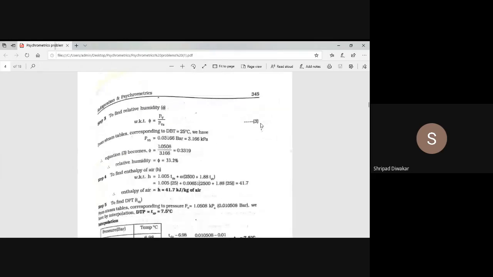Once again, go to your steam table. You follow the pressure based table, 1.05. I think you will not get it exactly, so you take an approximate value, that is 1.05 kilopascal. First you have to convert to bar, because we do not have kilopascal in steam tables. So converting to bar, that is 0.0105. You'll get 0.01 bar in the steam table. Corresponding to that value, we get the temperature as around 7.5 degrees Celsius. This is how you can find it.